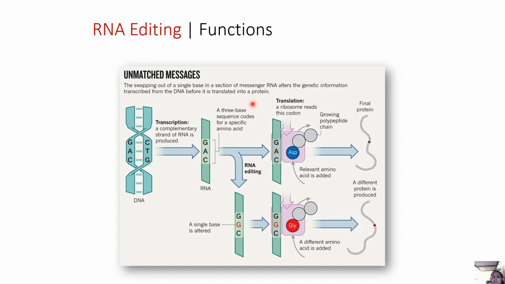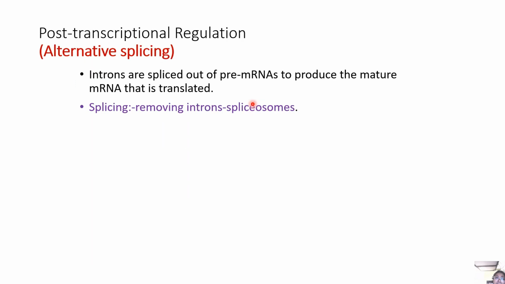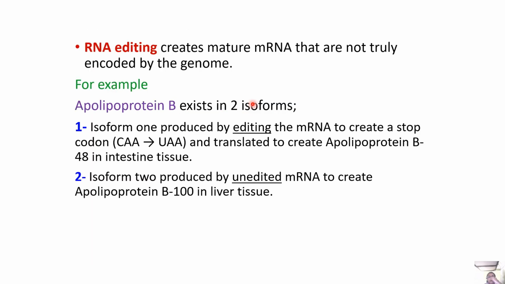Transcription: a complementary strand of RNA is produced. A three-base sequence codes for a specific amino acid. Translation: the ribosome reads each codon. A different protein is produced. Now, RNA editing creates mature mRNAs that are not truly encoded by the genome.